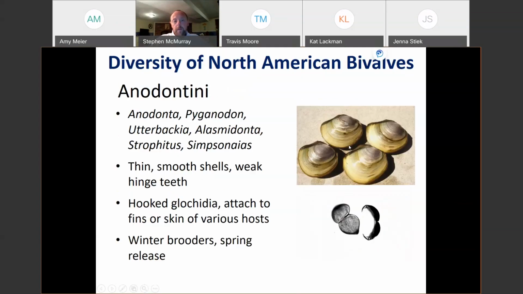Moving into our tribes, the first, the Anadontinae. These are species that have thin, smooth shells with very weak hinge teeth, and we'll talk about hinge teeth in just a moment. They have hooked Glochidia, which you can see here, so little pacmen that have these nice, really terror-looking hooks coming out of them. And so they attach to the fins or skin of various host species. They are winter brooders, and they have a spring release.